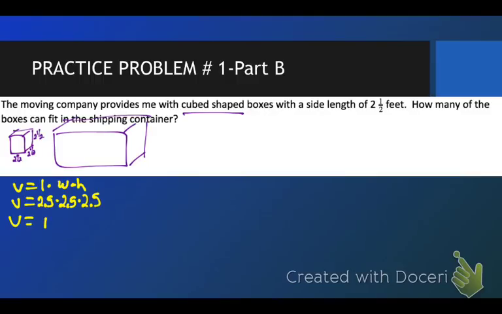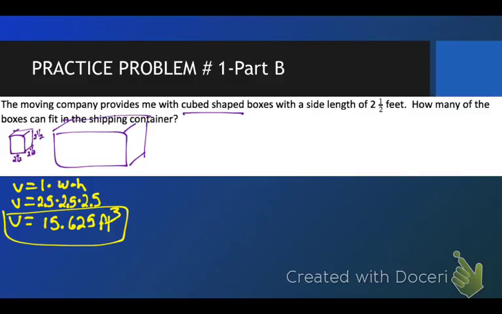You should get an answer of 15 and 625 thousandths. So that's how big the cube is. But once again, it's feet, so it's feet cubed. So this is how big the box is, okay?